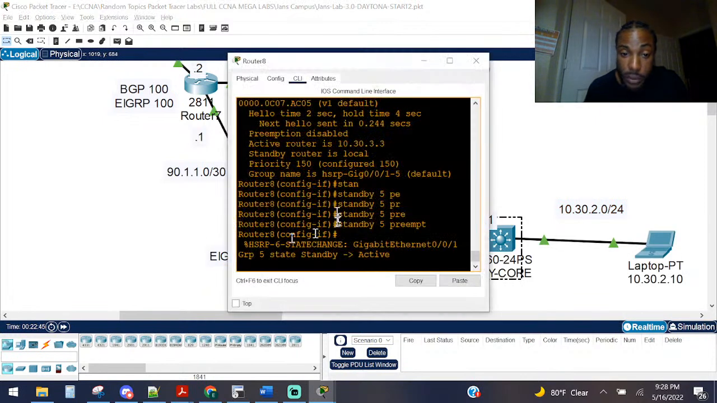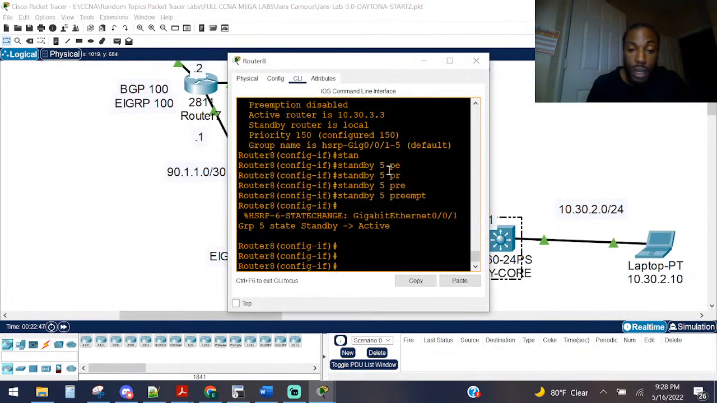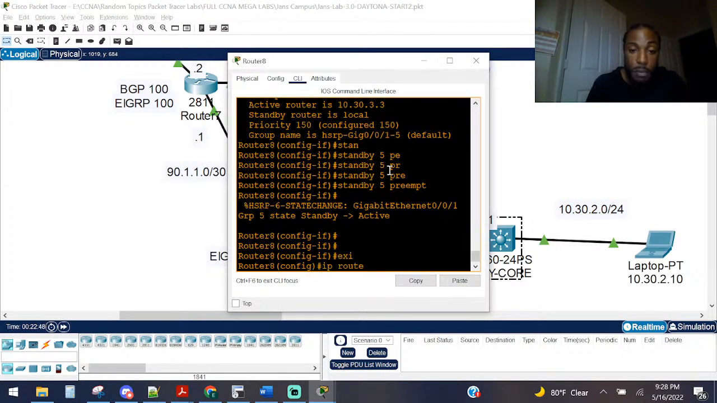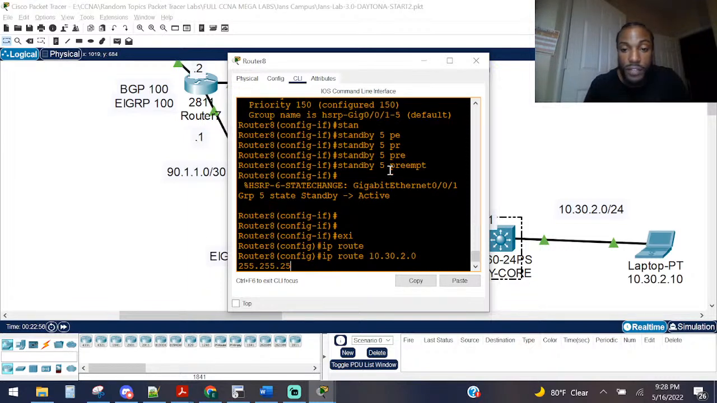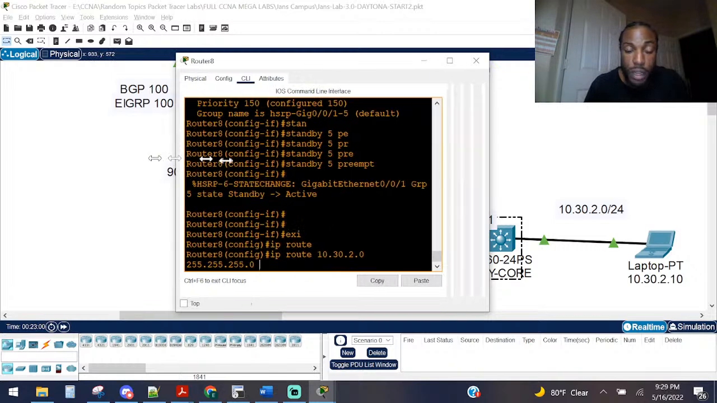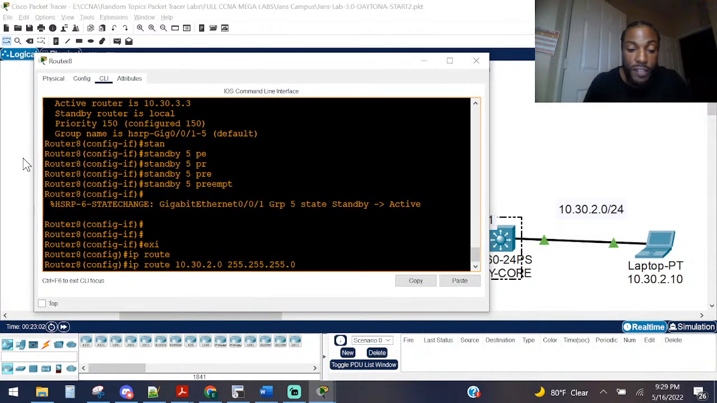10.33.2, right? So let's go ahead and do that. Let's get out of this. We're going to say IP route. The next, to get to the 10.30.2.0 network, subnet mask of 255.255.255.0, right? That's last 24, right? Take the next hop of 10.30.3.1, right? That's the next hop.